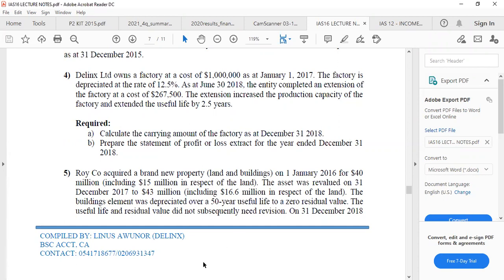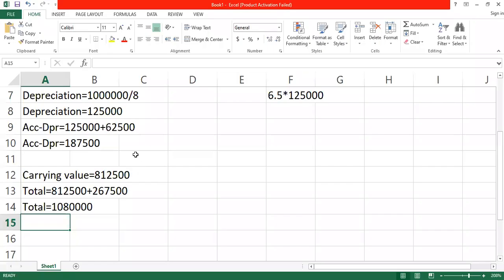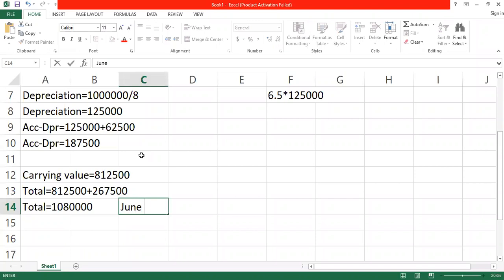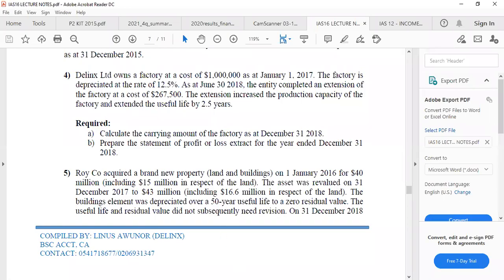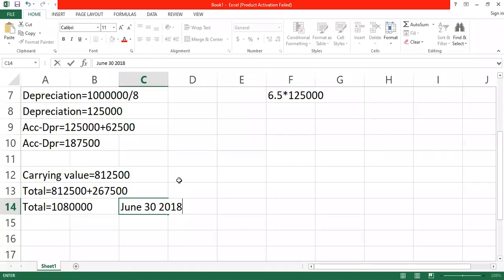31 December 2018. Okay, so this is the value of the asset as at what? 30th June 2018. This is the carrying amount. But they're asking us to find the carrying amount as at the date of what? December, isn't it? From June to that time is how many months? 6 months. So it means that we are going to use the asset for additional 6 months, isn't it?